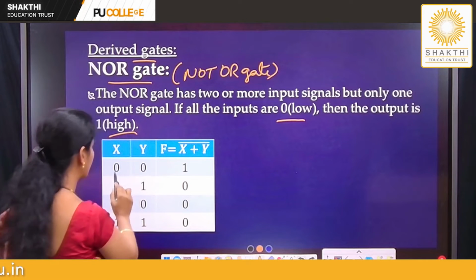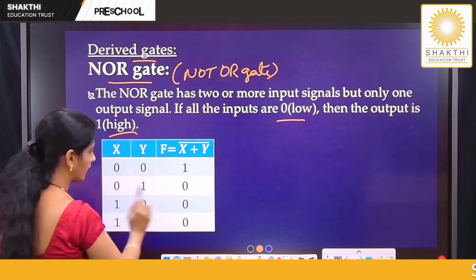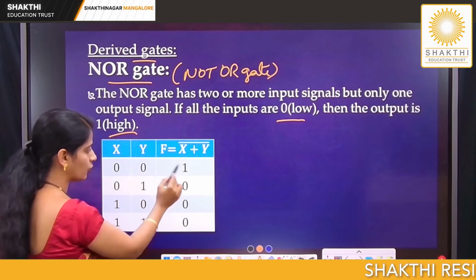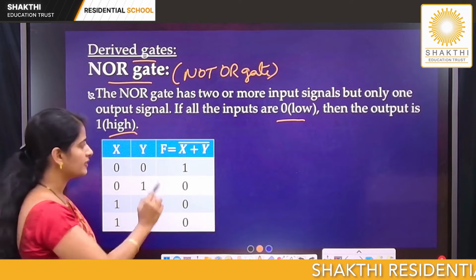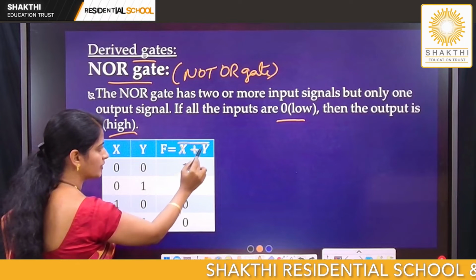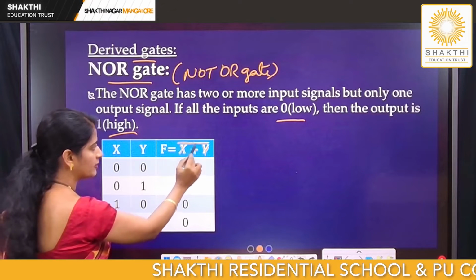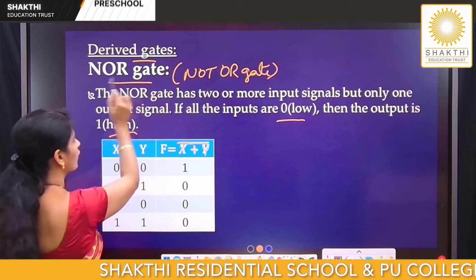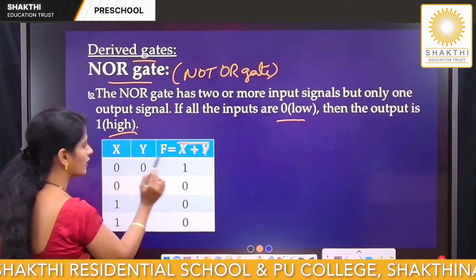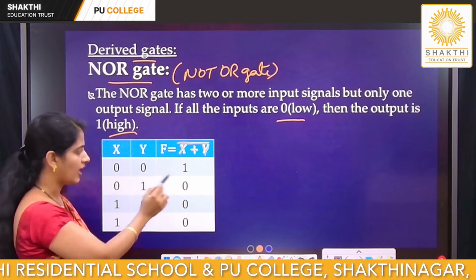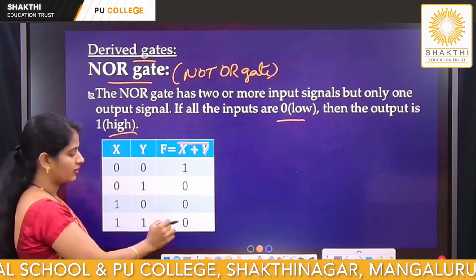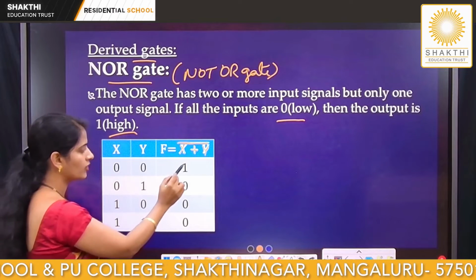So output signals, you can see here 0, 0 produces 1 and all other combinations produce 0. In X plus Y, that is OR gate, we have 0 here and all the other values have 1. Since it is a complement, it is written with a bar. You can see X plus Y is an OR operation and it's complemented. NOR is nothing but NOT OR, it can be written as X plus Y whole bar, which produces output if all the input signals are low. All the other combinations will produce 0 output. If the input signals are low, the output is 1.